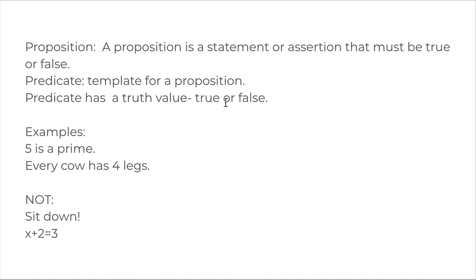A predicate has a truth value, that is, true or false. For example, "pi is a prime" can be true or it can be false. "Every cow has four legs" is true. But when I say "sit down," it's more of an order than a statement, and hence it does not have a true or false value. "X plus 2 is equal to 3" is just a sentence because I haven't defined what values X can take. If I say something like "the sun rises in the east," now it has a true or false value. So if a statement has a true or false value, it is called a proposition.